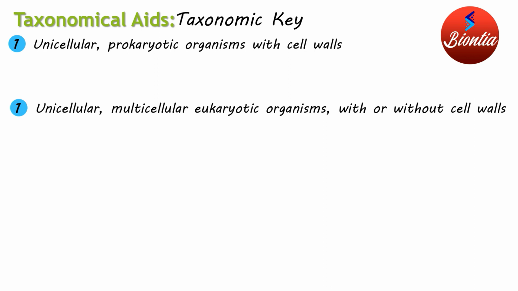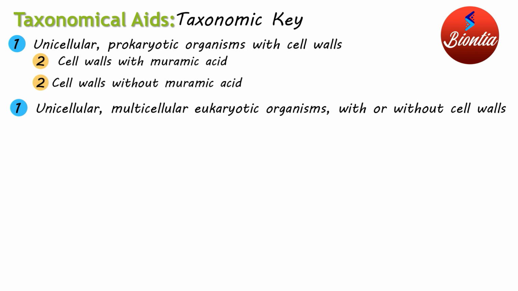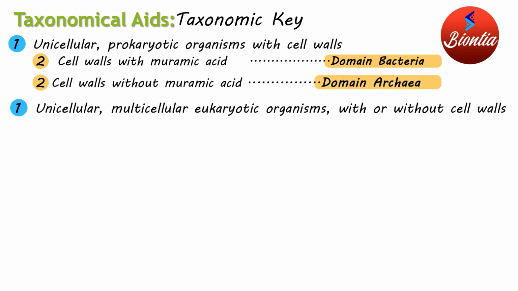Let's say the specimen belongs to the first statement, that is unicellular prokaryotic organism with cell wall. This will lead to another couplet: cell walls with muramic acid, or cell walls without muramic acid. Now suppose this specimen belongs to the first statement of the second couplet, that is cell walls with muramic acid, then it belongs to domain Bacteria. If the first statement is not applicable to his specimen, he will compare with the second one, that is cell walls without muramic acid. If that is the case, then it belongs to domain Archaea.